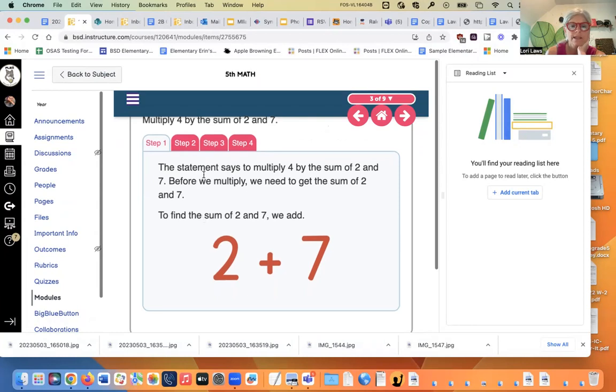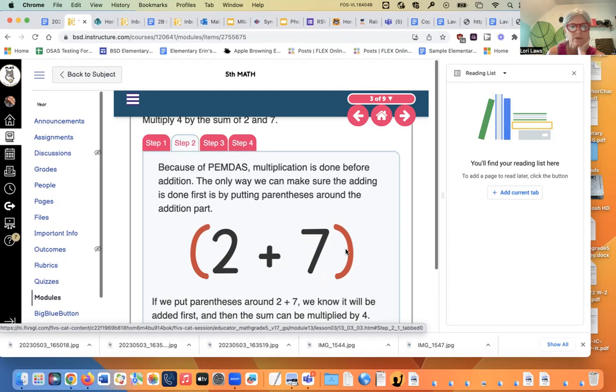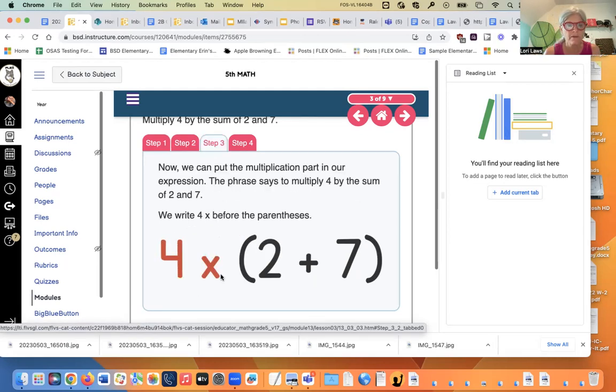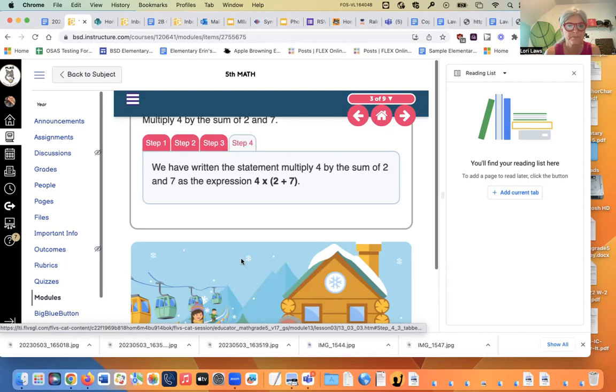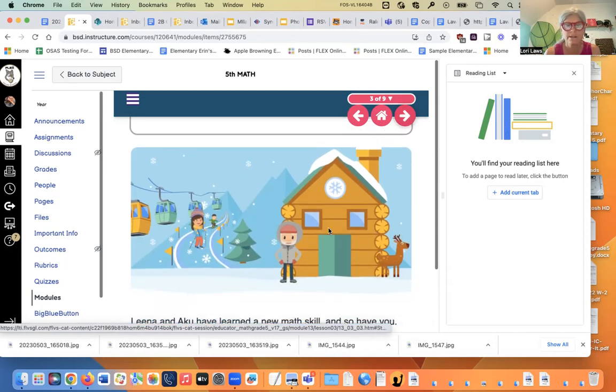So here we go. The statement says to multiply 4 by the sum of 2 and 7. Before we multiply, we need to get the sum of 2 and 7. To get the sum of 2 and 7, we add them together and we put parentheses around them to show that we're doing that first. Then we multiply by 4. You could put the 4 at the front or you could put it at the back. It would be okay. All right, very nice.